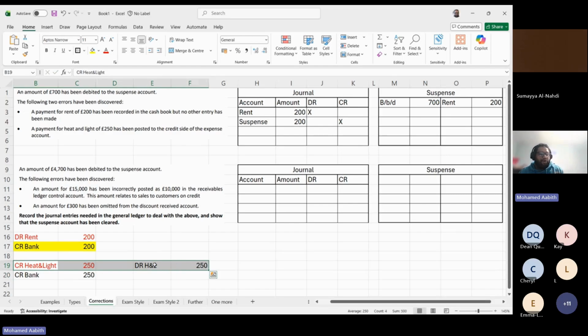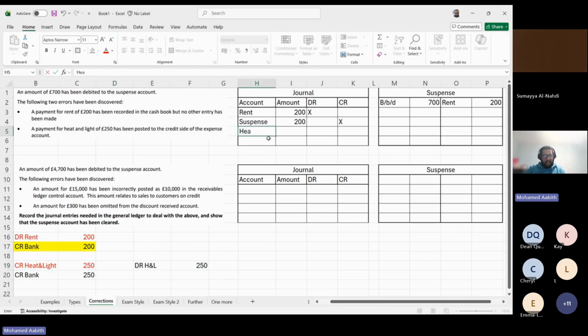But if you do that twice, it will bring that balance back to the right side. So what we're going to say here: heat and light, £500 debit, and we will have suspense, £500 credit. Now go back to here, and I'm going to say heat and light, £500.